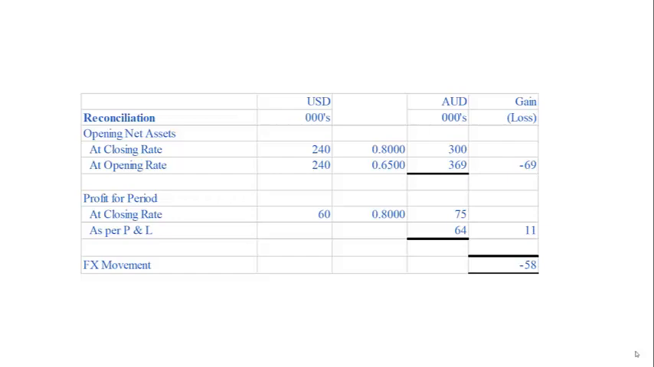In the balance sheet, the change in net operating assets is converted at the closing rate of 80 cents, so that gives $75,000, and that suggests that we have a gain of $11,000 to be recognised. The net effect is a net loss of $58,000, and that corresponds to the foreign currency translation reserve amount which appears in the balance sheet.